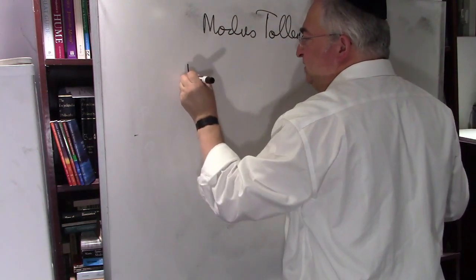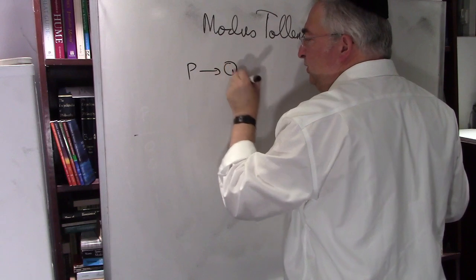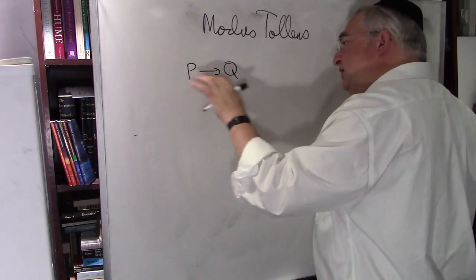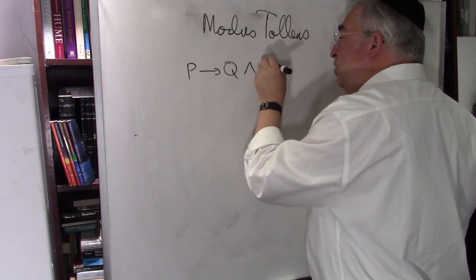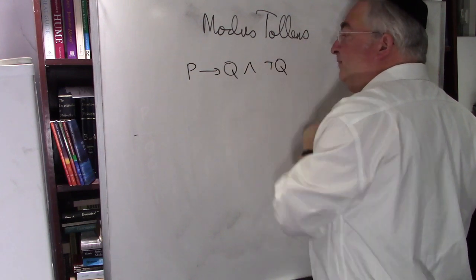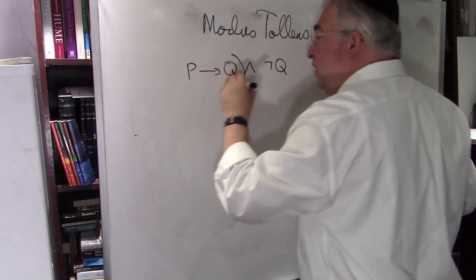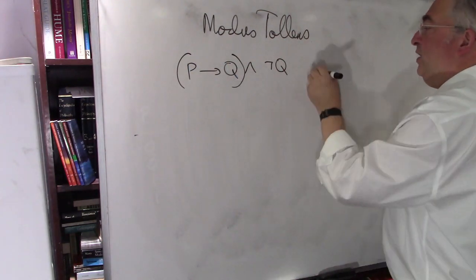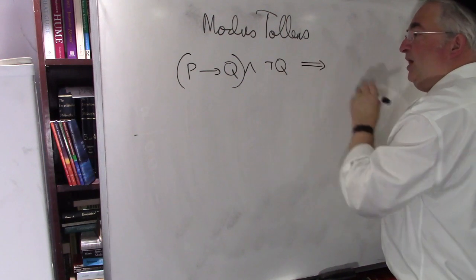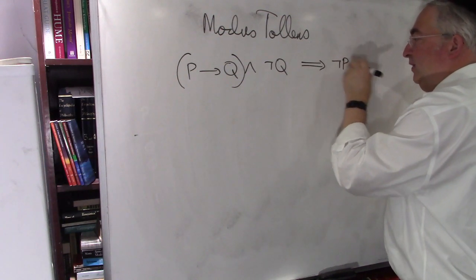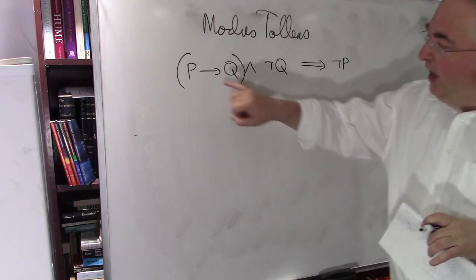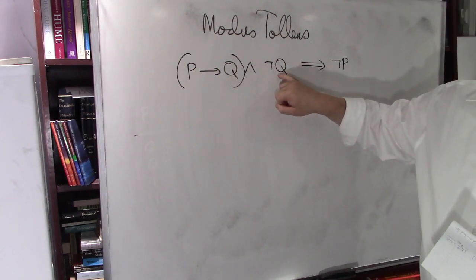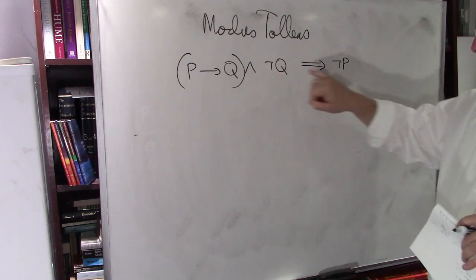Okay? Basically it says if P implies Q is true. Let's talk about clouds. If it's raining, then there are clouds in the sky. And not Q. Q is false. So P implies Q and Q is false. What can we say? The only thing we can say is it must be that not P. Let's go through that. If it's raining, then there are clouds in the sky. There are no clouds in the sky. What can you say? It's not raining.